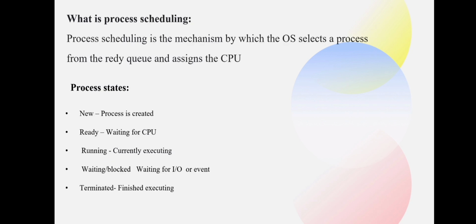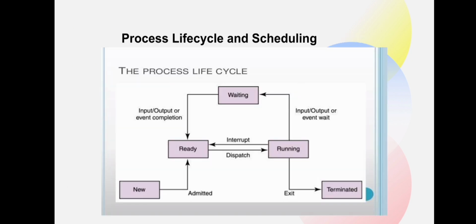What is process scheduling? Process scheduling is the mechanism by which the OS selects a process from the ready queue and assigns the CPU. Here, a process is in one of these states: new, ready, running, waiting, terminated. New means this is the initial state when a process is first created. Ready, the process is waiting to be assigned to a processor. Running, instructions are being executed. Waiting, the process is waiting for some event to occur. Finished, the process has finished execution. Here is the diagram representing process states: new, terminated, ready, running, waiting.